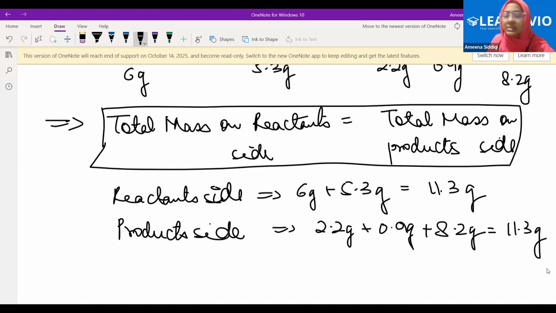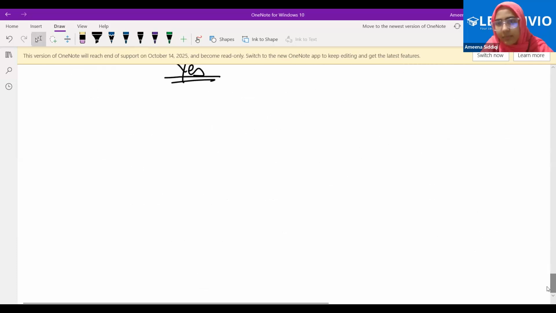You have not revised it and you are not interested in the class. That is not how it is going to work. What do you see here? The total mass on the reactant side and the total mass on the product side, are they not equal? Yes, ma'am, they're equal. So what does it mean? It is in accordance with the law of conservation of mass. That is how you are going to solve it. Next question.